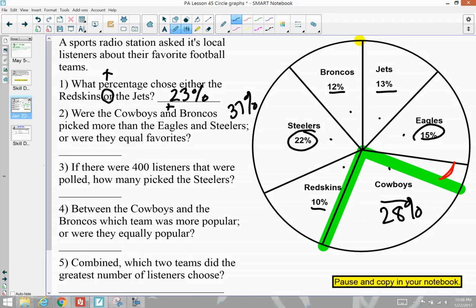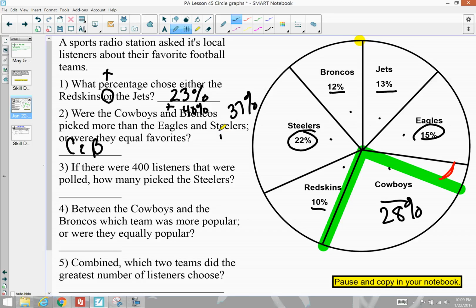So how much were the Cowboys and the Broncos? The Cowboys was 28 and the Broncos were 12. So that makes a total of that one 40%. So who was more likely? I'm going to abbreviate here. I'm going to say the Cowboys and the Broncos. All right, excellent.